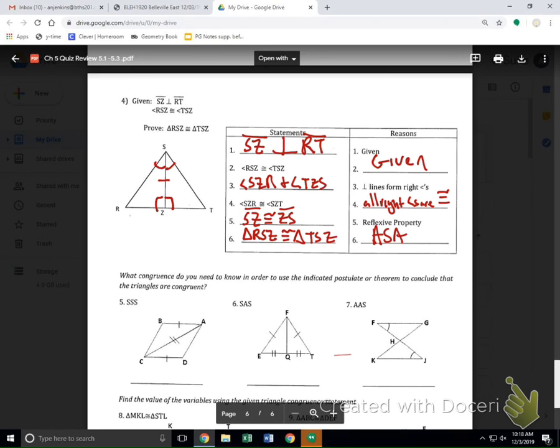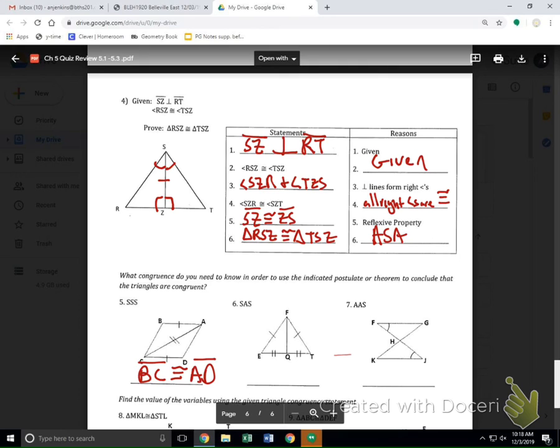Okay, so here it says, what congruence do you need to show by this postulate? Well, this one tells you they want you to show it by side, side, side. We have two sides, so to prove by side, side, side, we have to show the other side. So we'd have to show that BC is congruent to AD. Nice job.